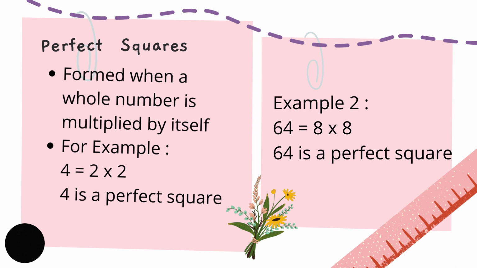Let's look at another example. 8 times 8 equals 64. So 64 is a perfect square, because 8 multiplied by itself equals 64.